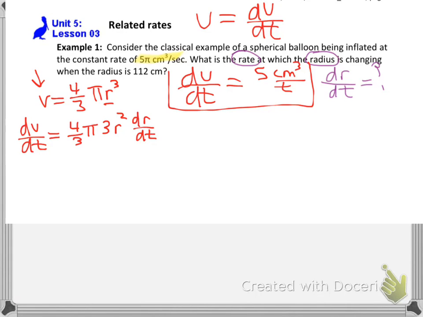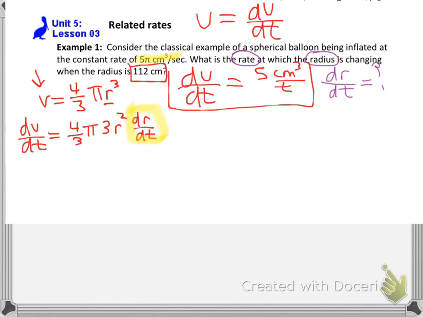And this is good right here because this is what we're looking to solve for, right? dr/dt. So now all we have to do is plug in our known values, and then we're going to solve for dr/dt. So it just becomes a little algebra problem. And we notice that in this problem we're only interested in the radius when it's equal to 112 centimeters. So it's unfortunately a large number. We're going to have to use a calculator for that.